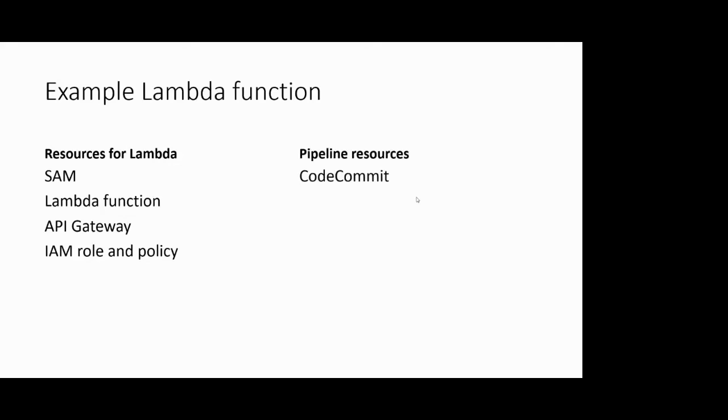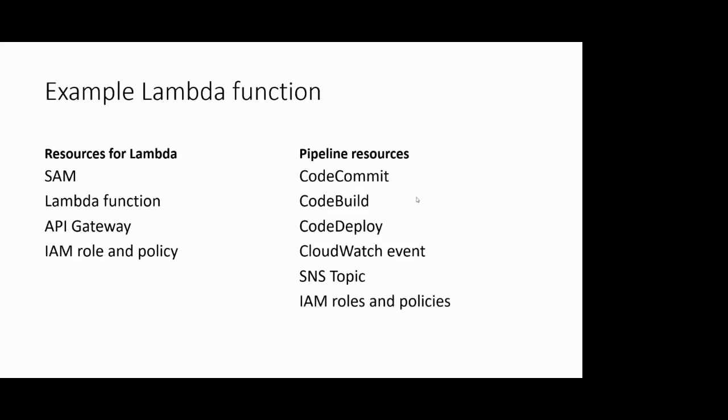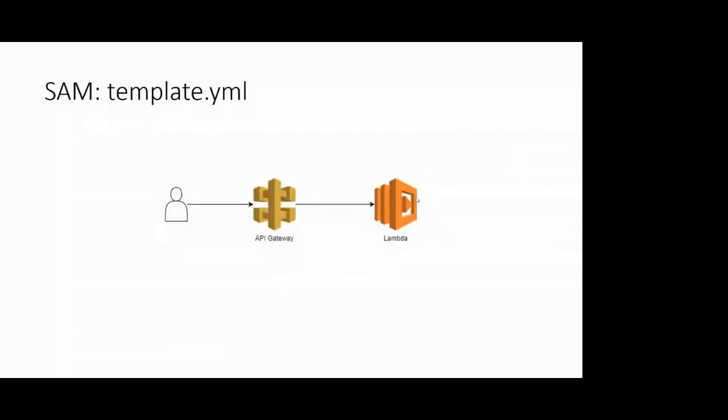For Lambda, we will use a SAM model. We will create the Lambda function itself, an API gateway, right? In order to do it, well, of course, the IAM roles and policies as well. In order to do it, we will create a pipeline with CodeCommit, CodeBuild, CodeDeploy, CloudWatch event, SNS topic. So this is a simple notification service. And of course, IAM roles and policies. And everything here will be deployed by CloudFormation. So like 2, 4, 6, 7 resources to create something like this. So very simple. A user is requesting API gateway to have some response from Lambda function. That's it. How will our pipeline look?